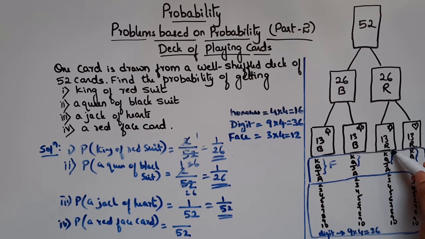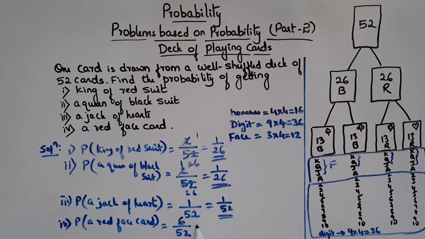Face cards we know, 3 plus 3, so that is 6. We are looking only for the red, right? So 6. So this is nothing but 2 3s are 6, 2 2s are 4, 2 6s are 12. So the probability is 3 by 26. I hope this is clear. So if you know this, you can solve any type of problems on cards.